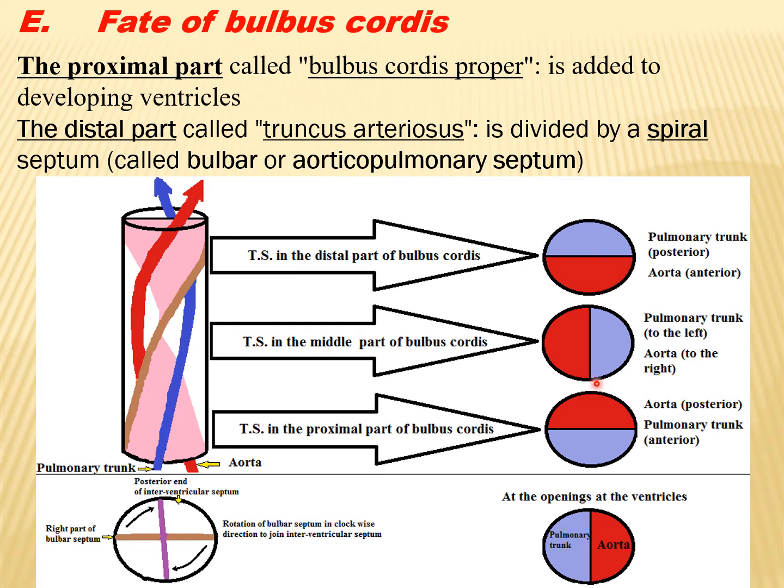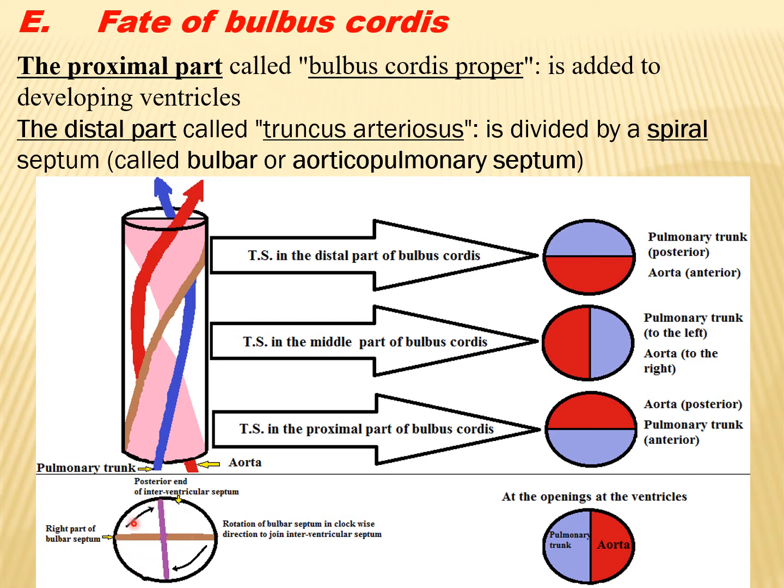Then we come to the middle part. The septum is antero-posterior, so the aorta lies on the right side and the pulmonary trunk on the left side. While in the distal part, this is the reverse of the proximal part. Here the aorta is anterior and the pulmonary trunk is posterior. As the septum descends downward toward the ventricle, it rotates in a clockwise direction.